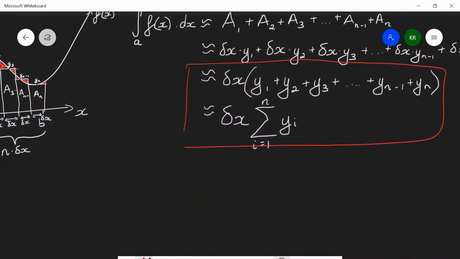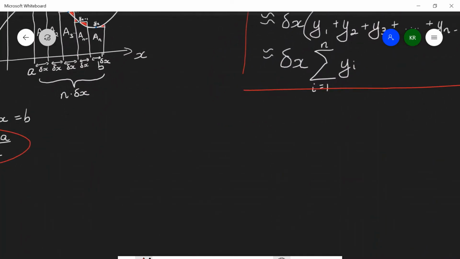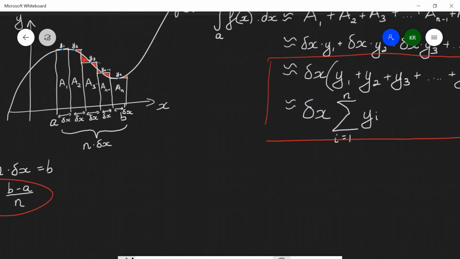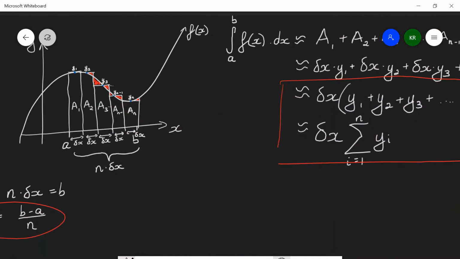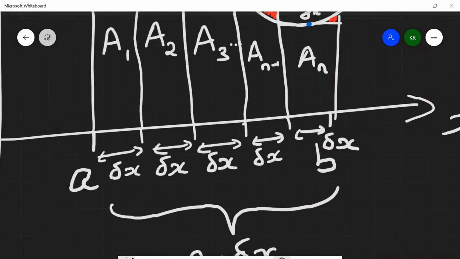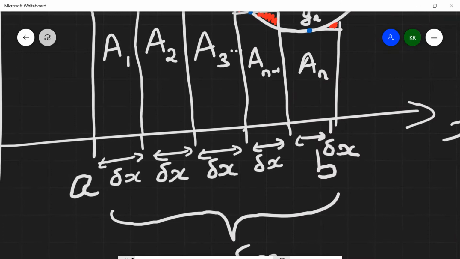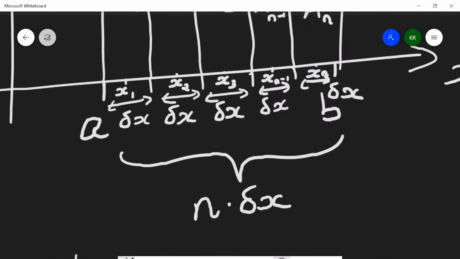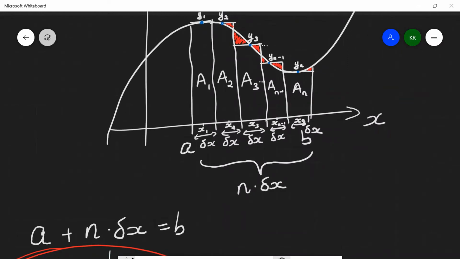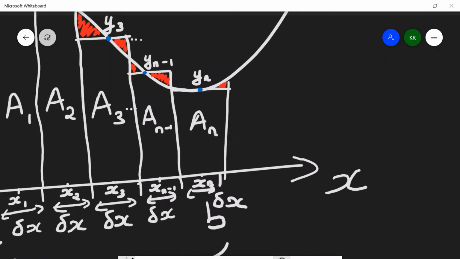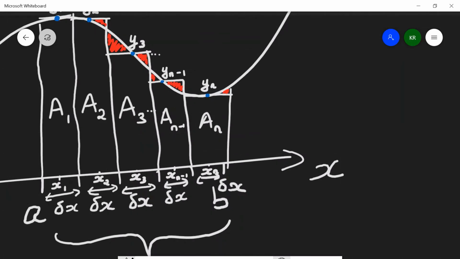But what's y_i, I hear you say? Well, y_i is just f of x_i. So here we have y1, so x1 is just going to be there, right? So let's call these x1, that's going to be x2, that's going to be x3, that's going to be x of n minus 1, and that's going to be x of n. I realise you can't really see that, but there you go. Okay, so the coordinate of this blue point is xn, yn, right?